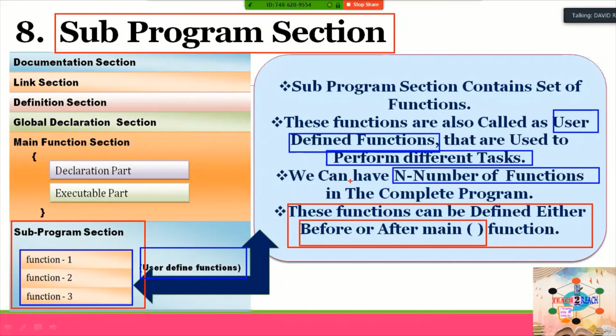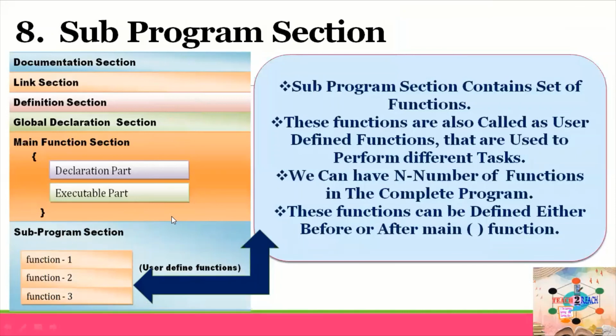So we discussed so far the documentation section, link section, definition section, global declaration section, main function section, under that the declaration part, executable part, and then finally the subprogram section. If you want to write any program to solve a particular problem, these sections play a vital role. By keeping all these sections in mind, whatever the problem given to us, we can write the program, and by executing that program, we can obtain the required output. That is the end of the basic structure of a C program.